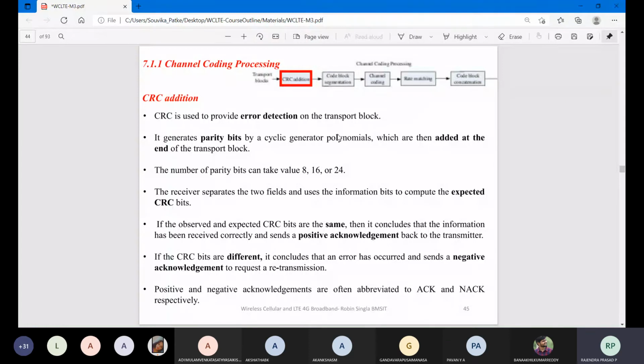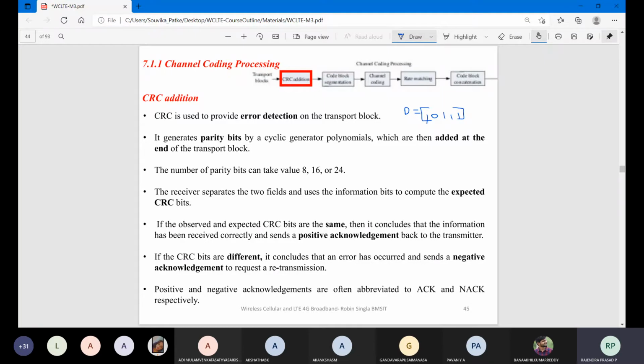Right. So we have observed the same CRC concept we are going to use. You are having some data, right? The data is given as, suppose, a 4-bit data or a 5-bit data. Suppose, say, 1 0 1 1 1.